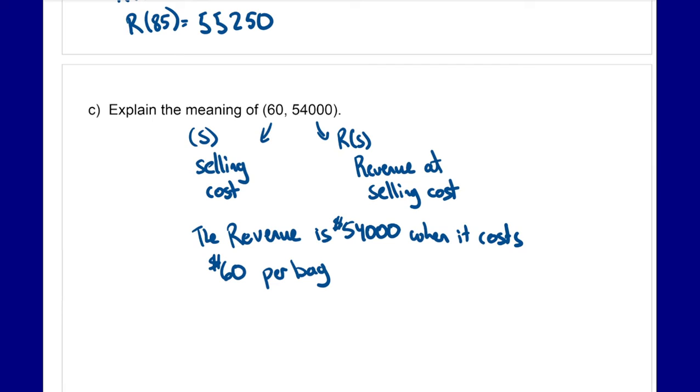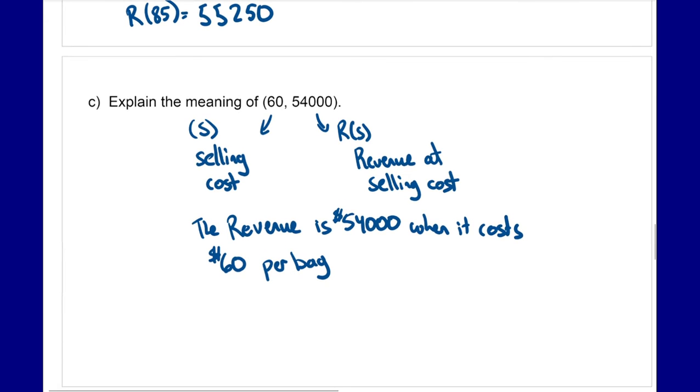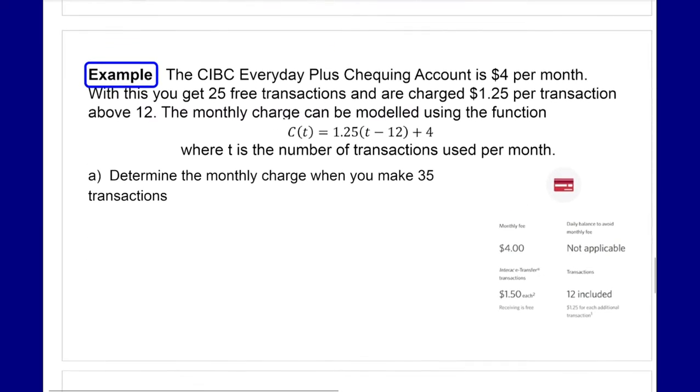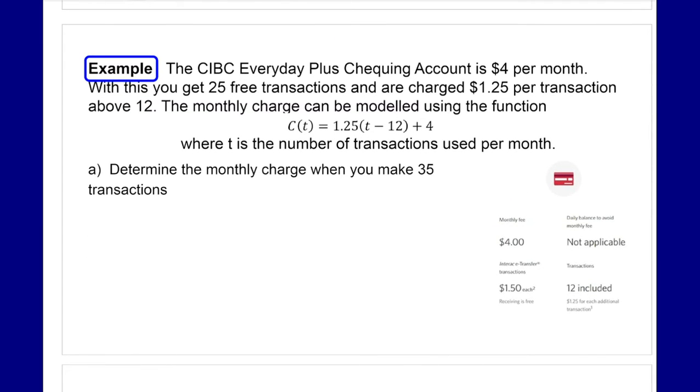So hopefully we see that this function notation isn't really changing much. It's just a different way to represent things. Maybe it makes it a little bit easier when we're looking at an equation and seeing what we're actually doing, or maybe it's just easier to write R instead for some of you. But again, it is a useful tool just to shorten things or make it a little bit easier. So next example, the CIBC Everyday Plus checking account is $4 per month.